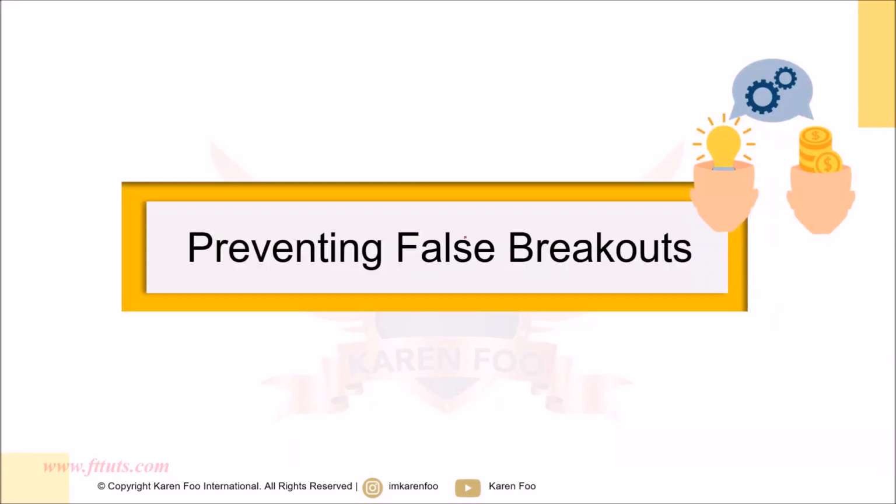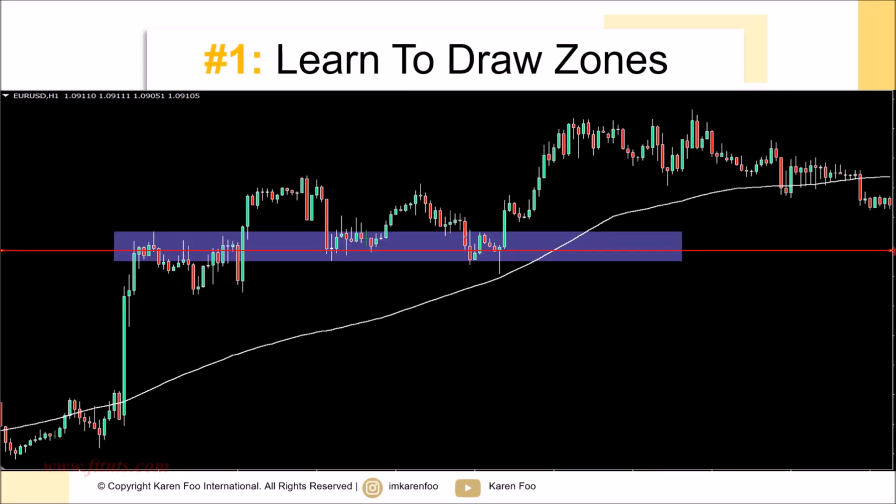Now of course with breakouts, there's going to be false breakouts, so you gotta learn how to spot them. To prevent you from trading false breakouts, you need to learn to draw zones. I've already explained to you how to draw zones. Just draw the best fit area, okay, where it touches the most amount of points. Again, try not to draw it way too wide because the wider it is, the higher the margin of error.